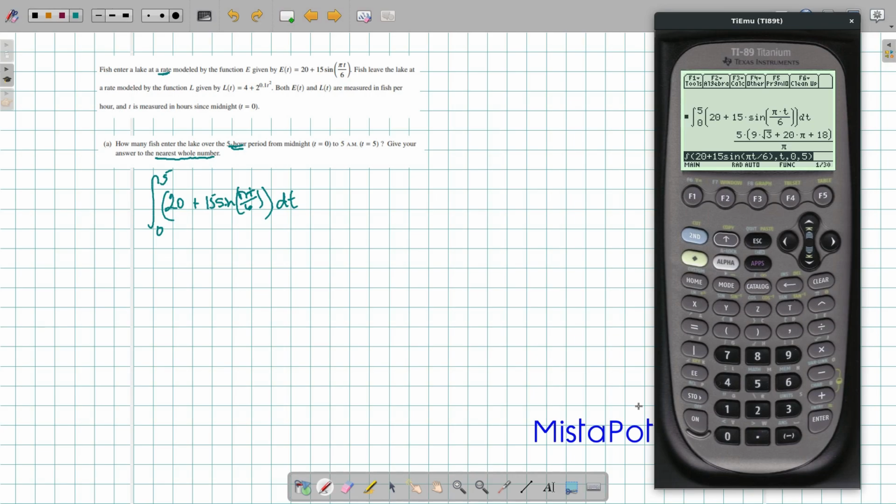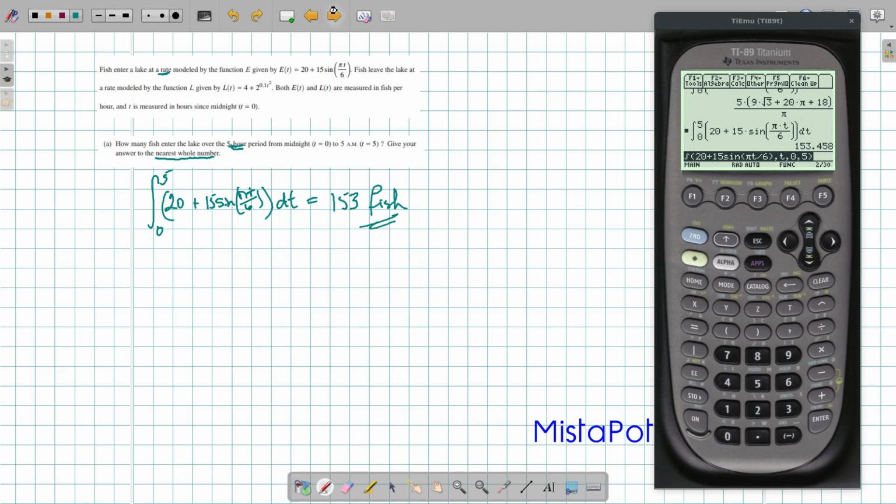And when I do that, I get this wonderfully horrible exact answer. But if I do green enter, then I should get an approximation of 153.458. Of course, keep in mind that I want the nearest whole number, so this should be 153 fish. And of course, units are important, so let's use them.